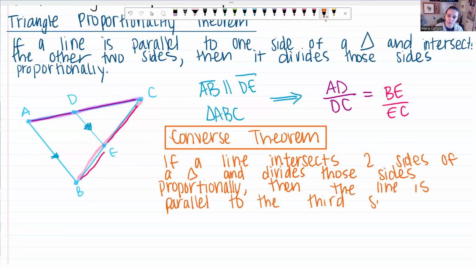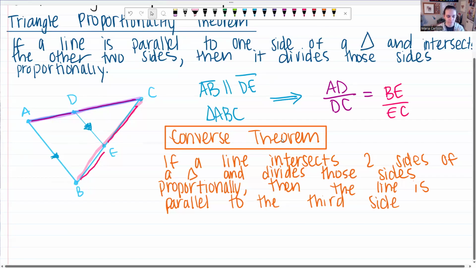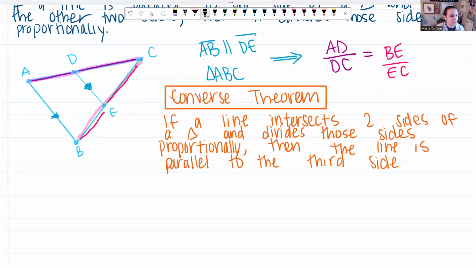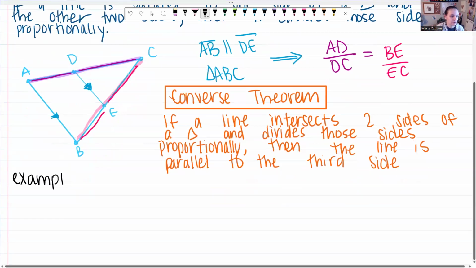So if we know the proportional sides, AD over DC is equal to BE over EC, then I can say, okay, then DE must be parallel to AB. So those are the two theorems. Let's look at some examples. These problems might feel kind of familiar. We're kind of looking at similar problems in a different way.